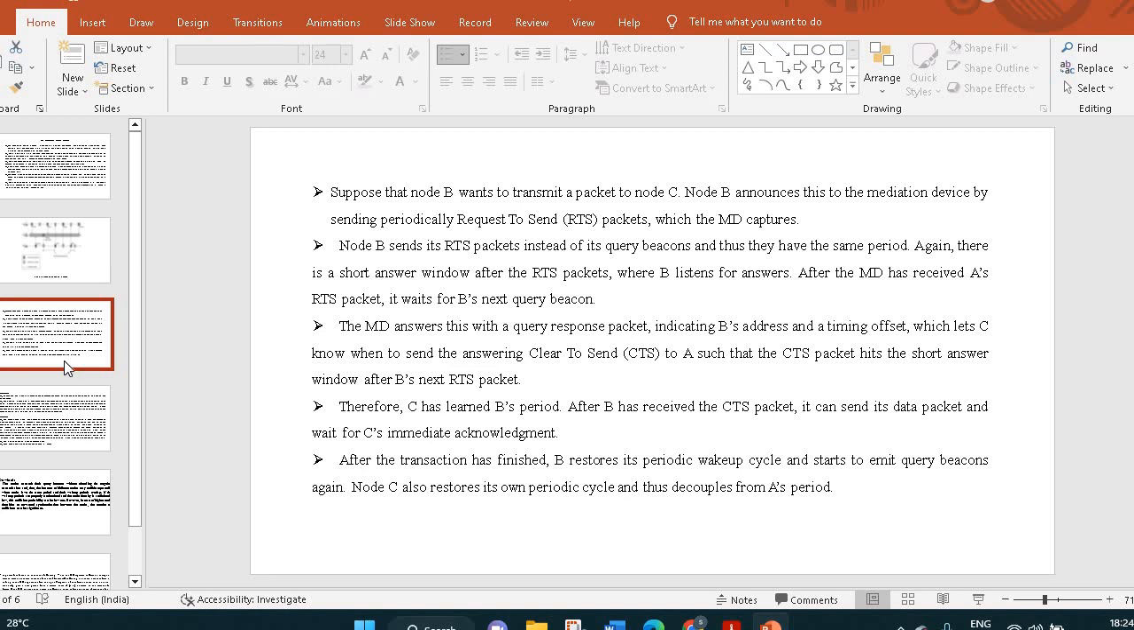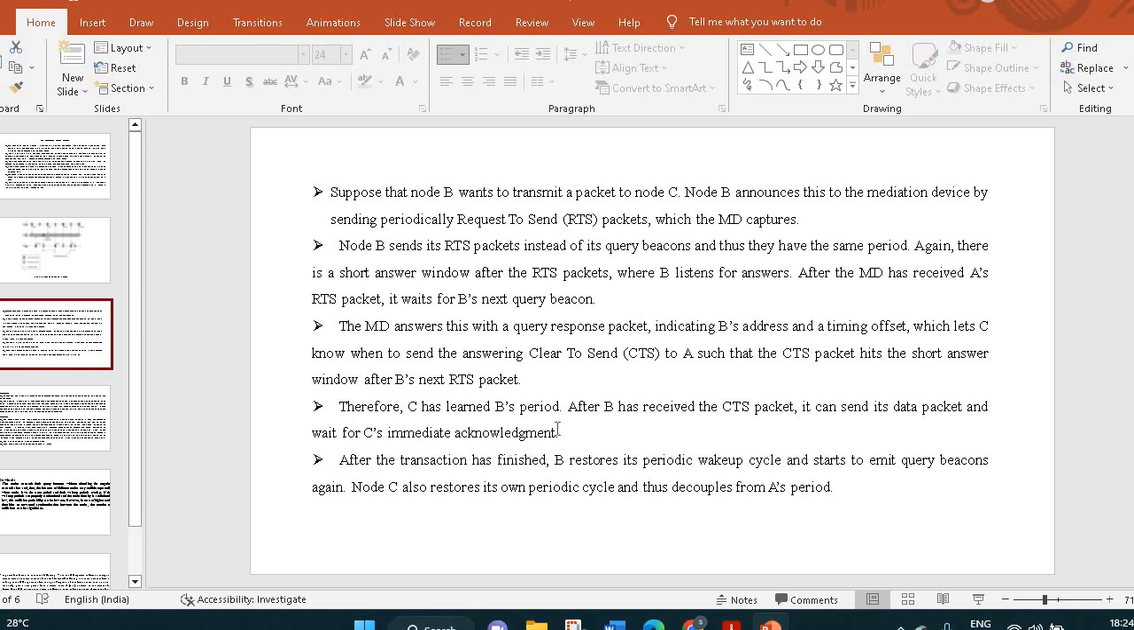After the MD has received B's RTS packet, it waits for C's next query beacon. The MD answers this with a query response packet indicating B's address and timing offset, which lets C know when to send the answering clear to send to B, such that the CTS packet hits the short answer window after B's next RTS packet. Therefore, C has learned B's period.